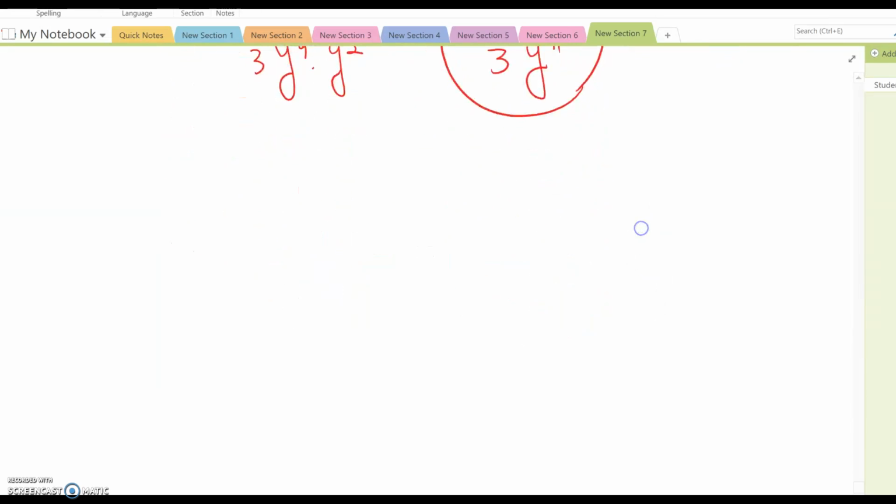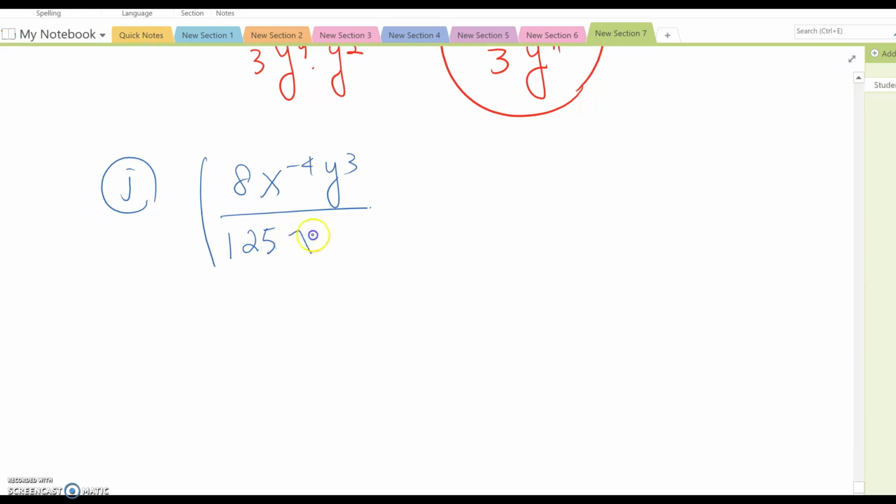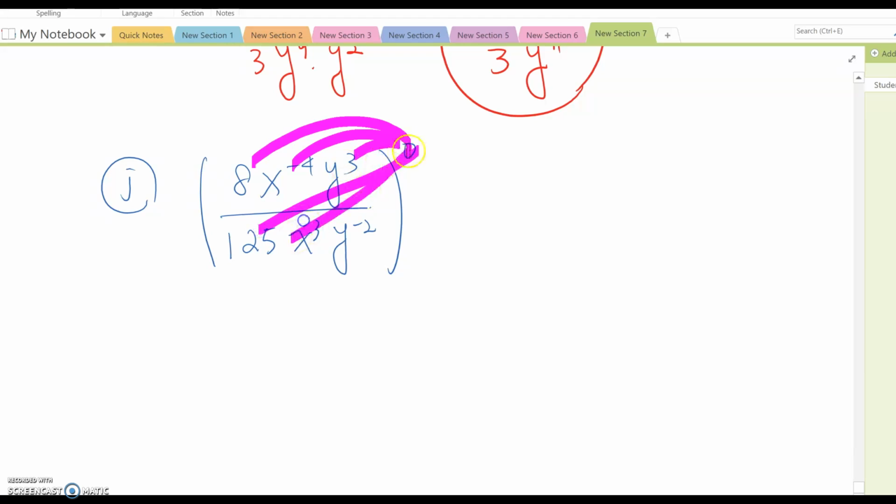Okay, so last one, J. This is 8x to the negative 4 y cubed over 125 x cubed y to the negative 2, all to the 0 power. Of course, you can expand everything and then make each one 0 power. But anyway, even though you do that, what happened here? Each factor will be that factor to the 0 power.